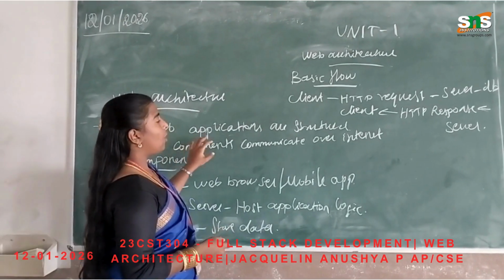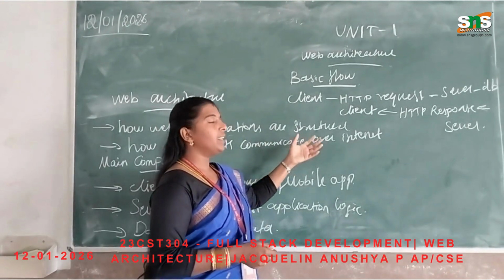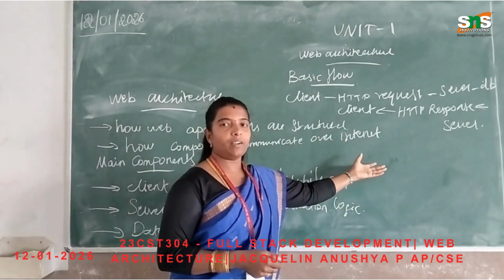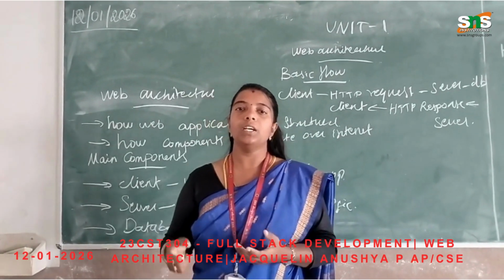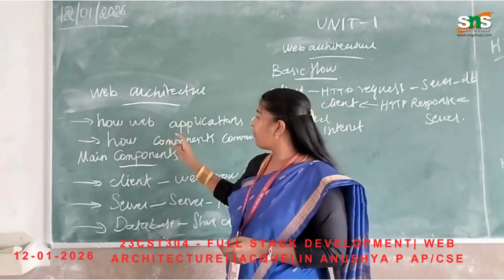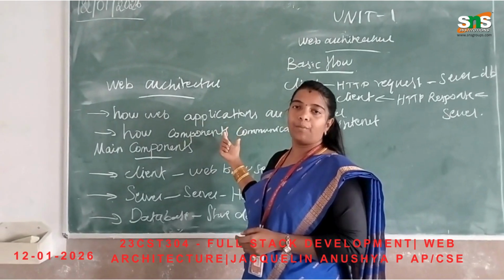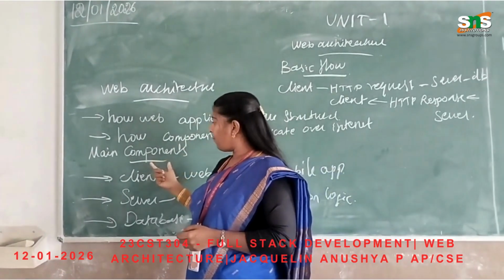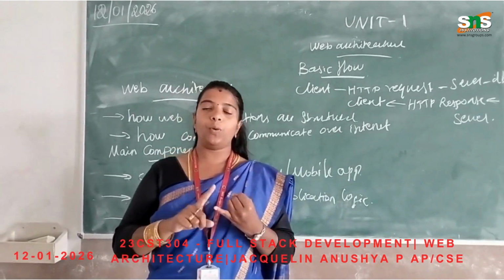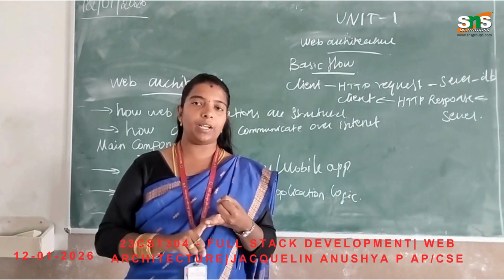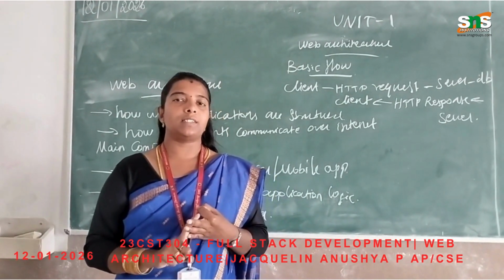The components communicate through the internet. Web architecture mostly matters because everyone is using the internet nowadays, so it is very important for communication. Next are your main components. As I told, what are the main components? One is the client, one is your database and one is your server.